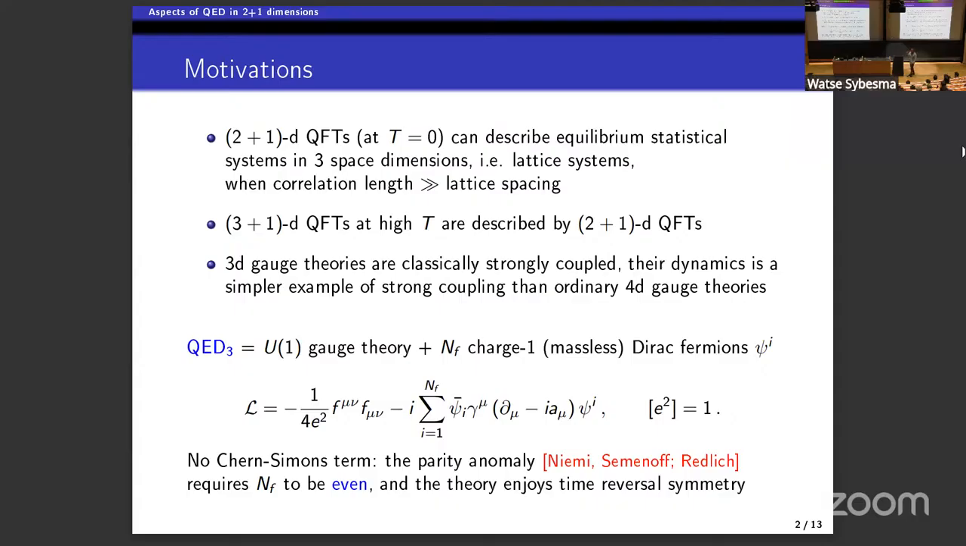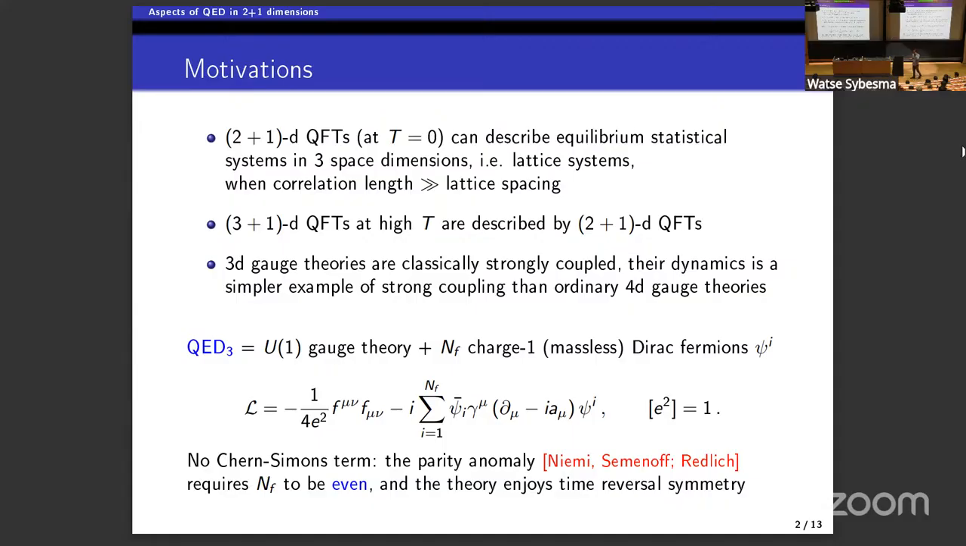The general motivation to study quantum field theories in 3 dimensions is that, as you know very well, there is a correspondence between Euclidean quantum field theory and statistical mechanics. So they can describe statistical systems at thermodynamical equilibrium. For instance, if you have a lattice system and you do some coarse graining, then when the correlation length is much greater than the lattice spacing, the system is supposed to be described by a continuum field theory. Also, a 4-dimensional QFT at high temperature is effectively described by a 3D QFT. So these are useful to study 3D QFTs.